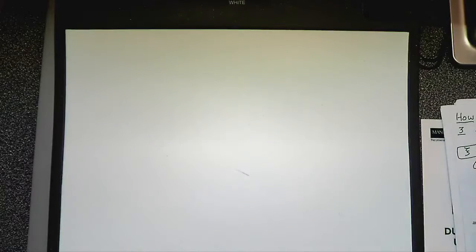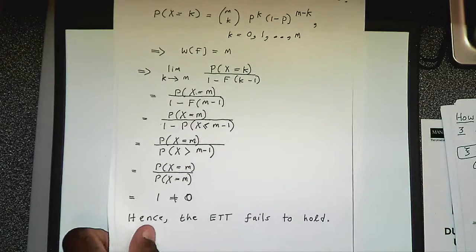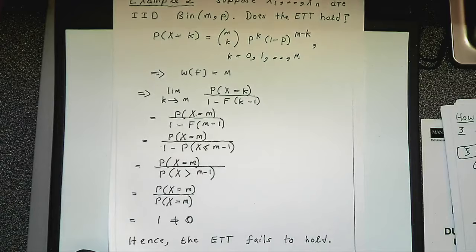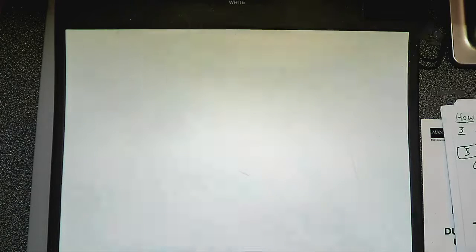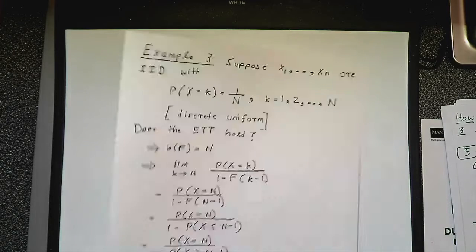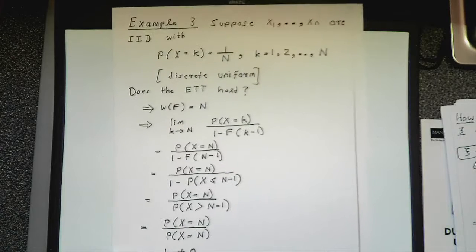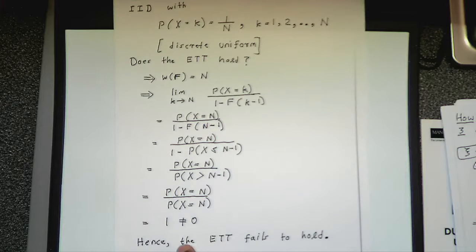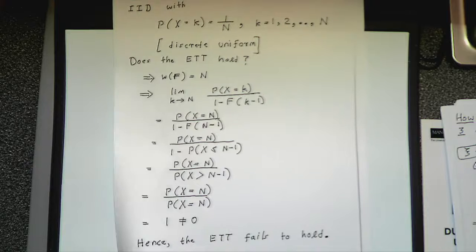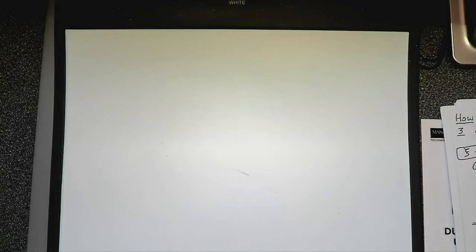And this is the second example I did. You have binomial, and again the limit is 1, which is not 0, so again the ETT fails to hold, right? This is the third example, discrete uniform. Again the limit is 1, which is different from 0, and hence the ETT fails to hold. All right, so that's the first video I asked you guys to watch.